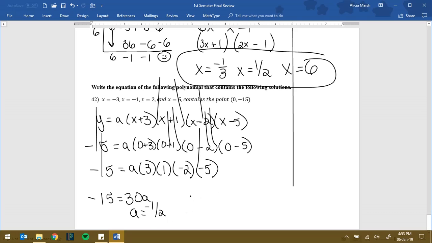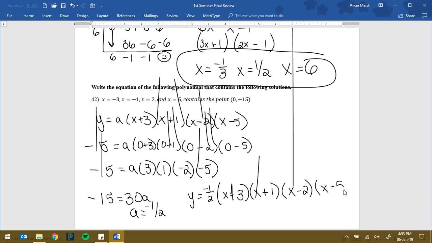So to finish my answer, I do need to rewrite it out. Trying to go slow here so I don't get all the weird lines. There we go. Oh, and of course on the last one, y equals negative 1/2, x plus 3, x plus 1, x minus 2, and x minus 5. Now, you could multiply all that out. Give me a 4th degree polynomial. You don't need to. Just find a and move on. Otherwise, it's going to take you too long.